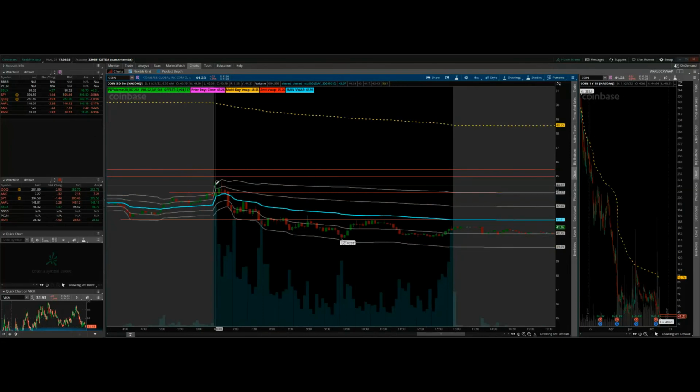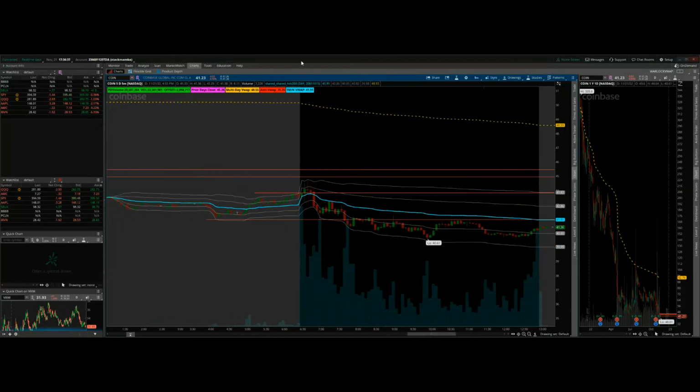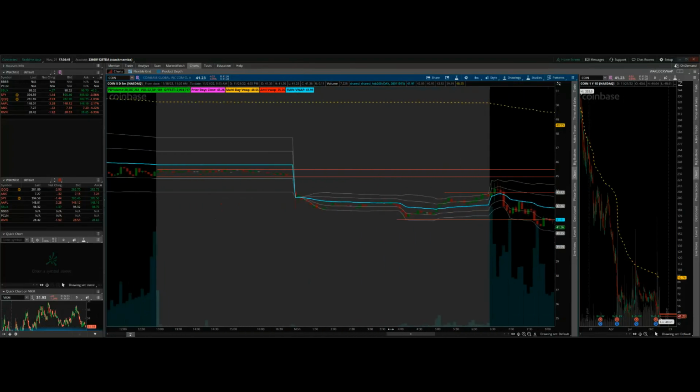So just be advised. Hopefully this helped you be able to map out your levels, right? Pre-market levels. You want to look at the pre-market highs, pre-market lows, and figure out where it broke down from, or where it broke out from. So it broke down from here, broke out from here.